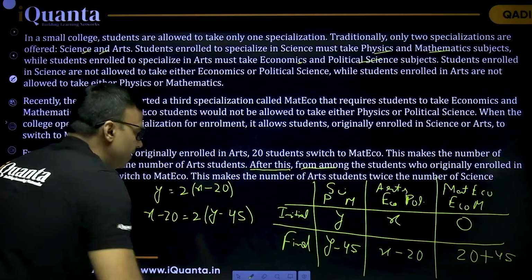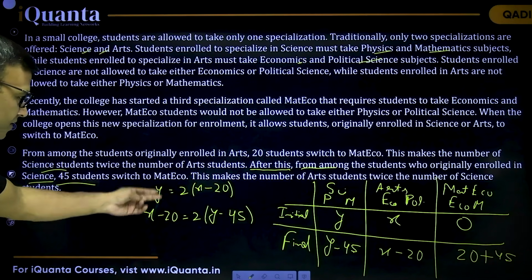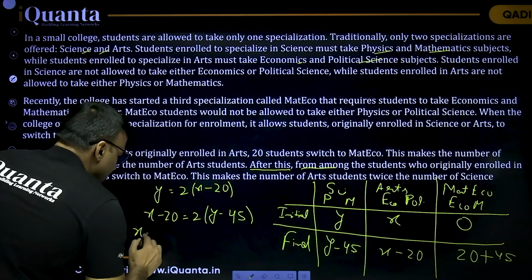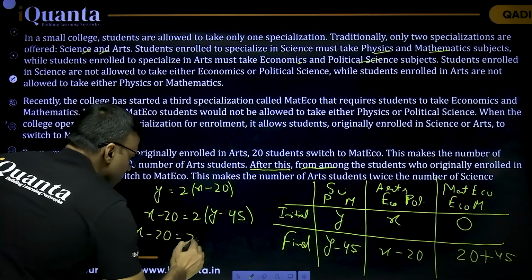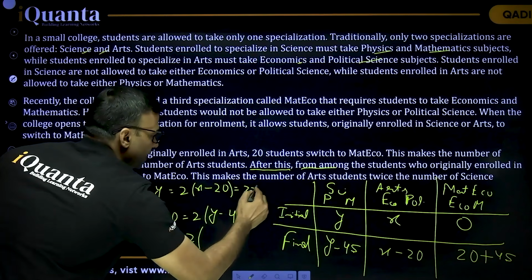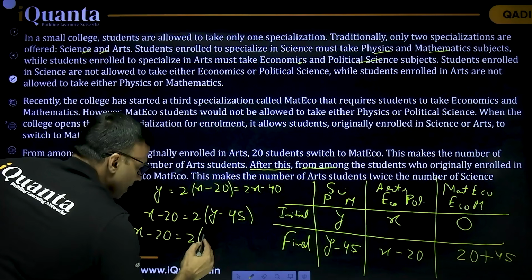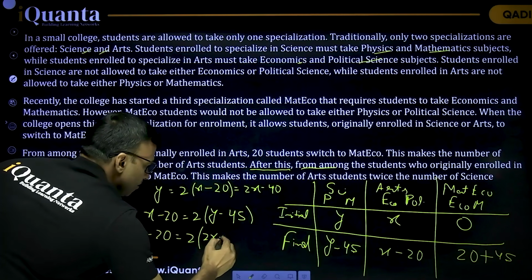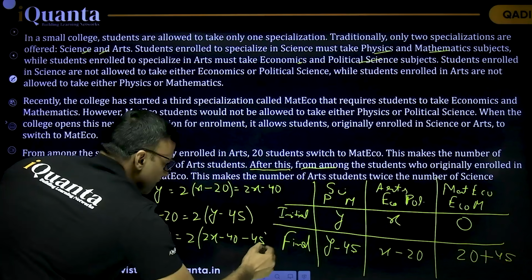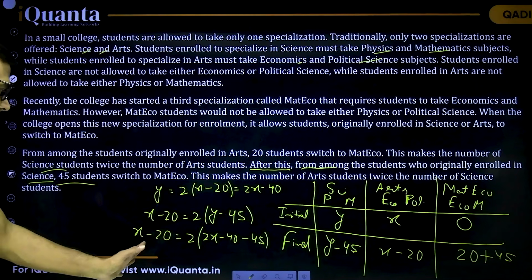Just very carefully and simply solve these two equations. So y is equal to 2x minus 40. You put it here. So x minus 20 equal to 2 times, in place of y, put 2x minus 40, so it becomes 2x minus 40 minus 45. In place of y, we have put 2x minus 40. Just open it and solve it. That's it. Nothing else has to be done.